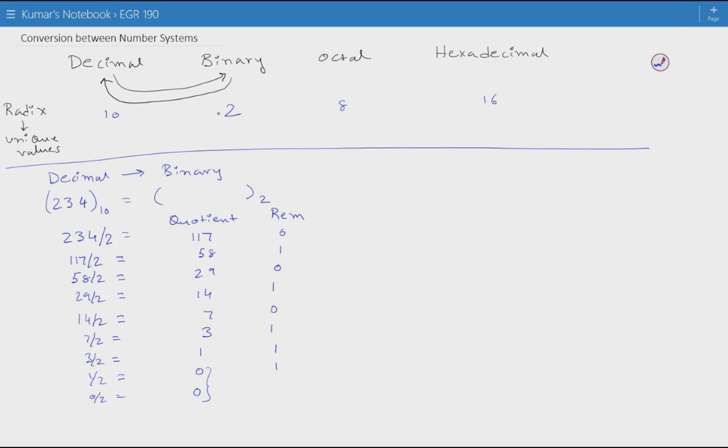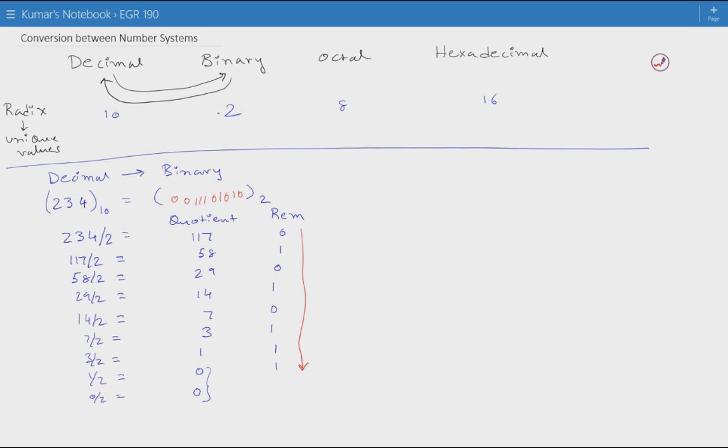So once you do this, all you need to do is take these numbers and write them down. Start from the top and go to the left. So this 0 goes down here, followed by a 1, followed by a 0, followed by a 1, followed by a 0, 1, 1, 1. And if you want, you can write these 2 zeros as well, and that's it. That is how you convert from decimal to binary.